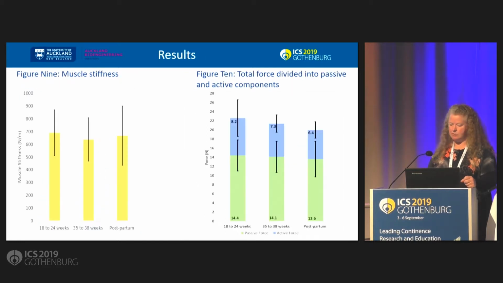The focus of these results is on the elastometry measures taken in the second and third trimester and postpartum. All participants were nulliparous with a mean age of 32 years, predominantly European Caucasian, and there were no significant differences found in muscle stiffness in this group. However, there were significant differences in active force between the second trimester and postpartum, with a reduction of 22% occurring.